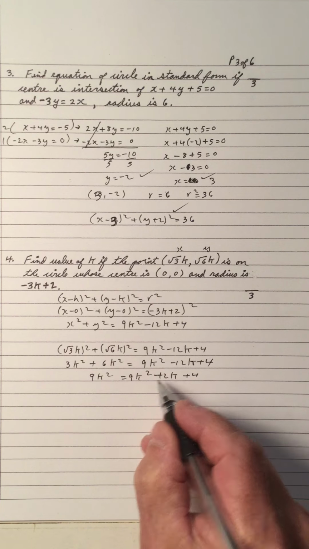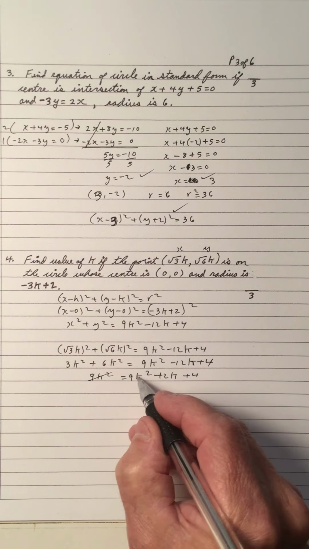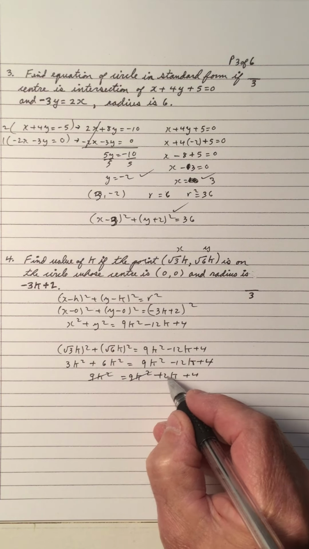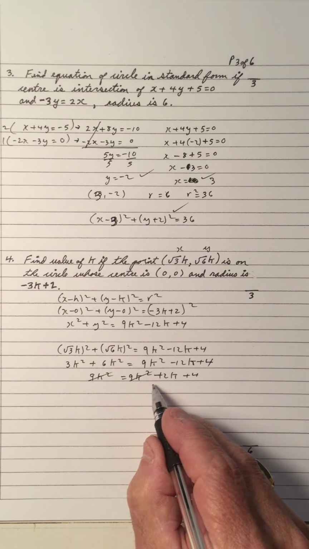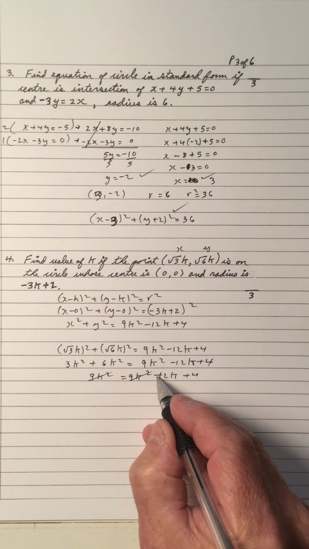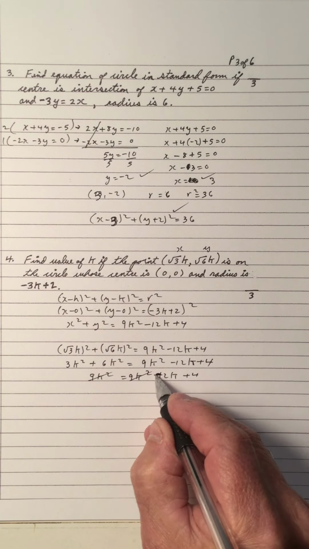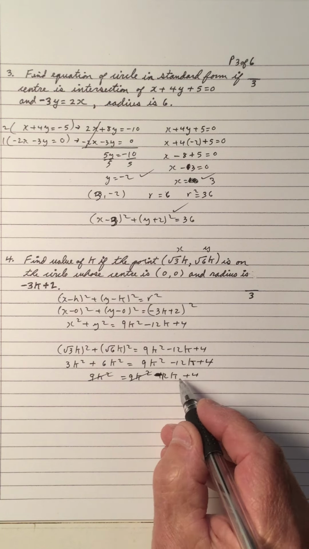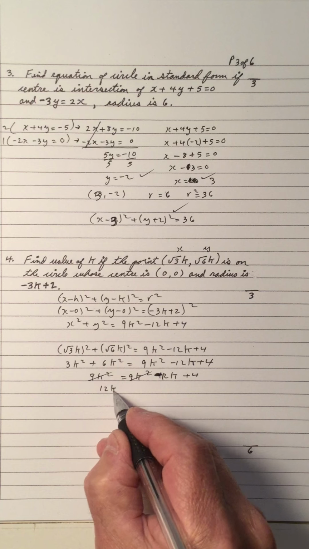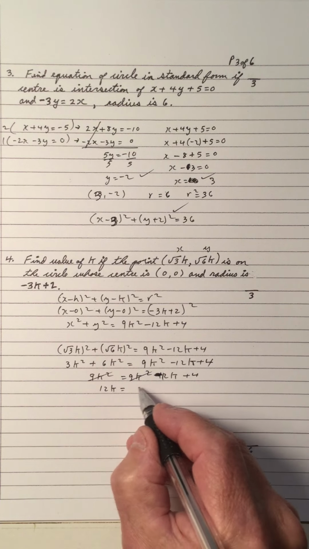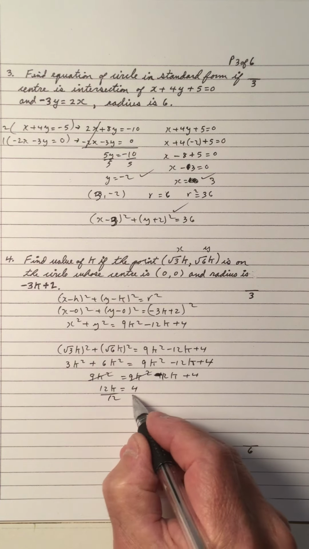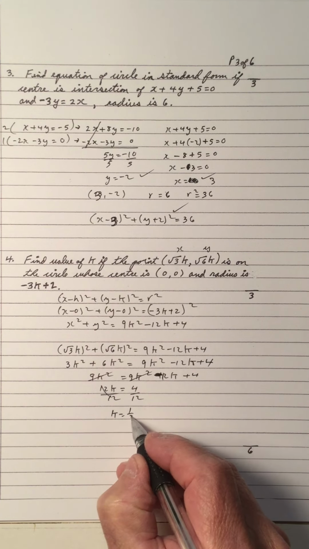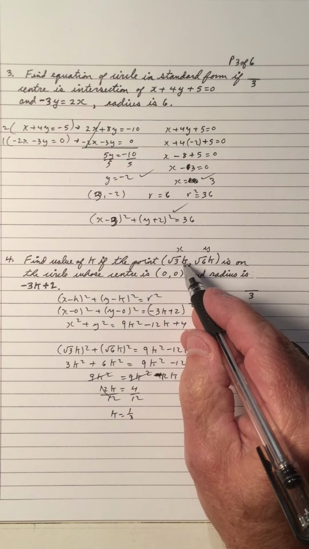Now that's a 9k squared on each side, we cancel them. So we bring this, I better be careful here, that's a negative 12k. Moved to the left, it becomes positive, equals 4. Divide by 12, the k's cancel, and I get 1/3. So k is 1/3.